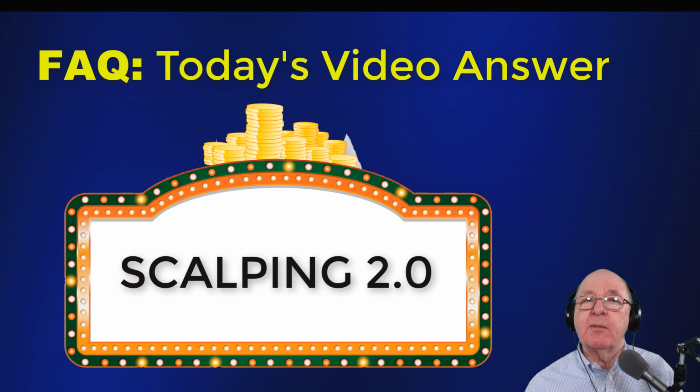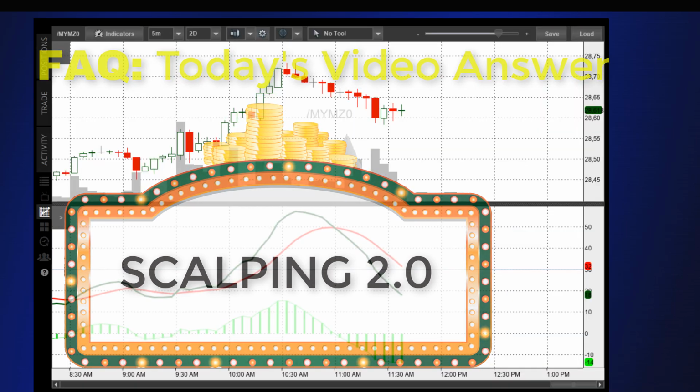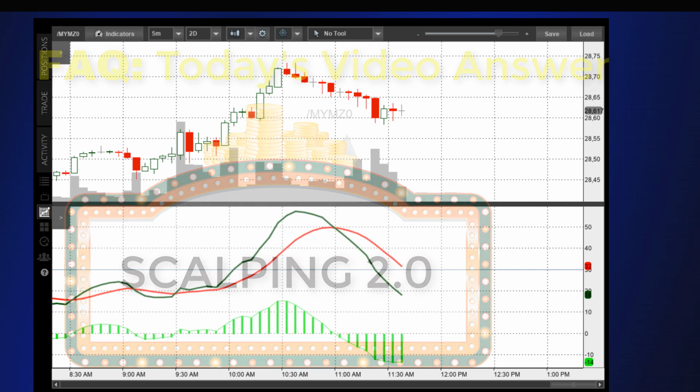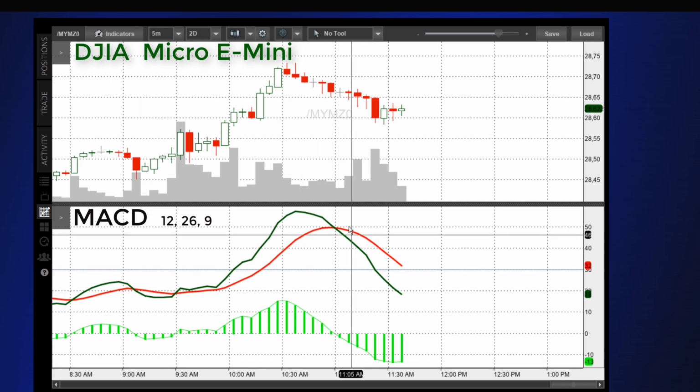Well, I'm going to give you another technical tool today. I'm going to call it Scalping 2.0 and show you a way that you can trade without waiting for both lines to go below or above zero. I have the 5-minute candlesticks here. You're looking at a chart of the Dow Jones Industrial Average.